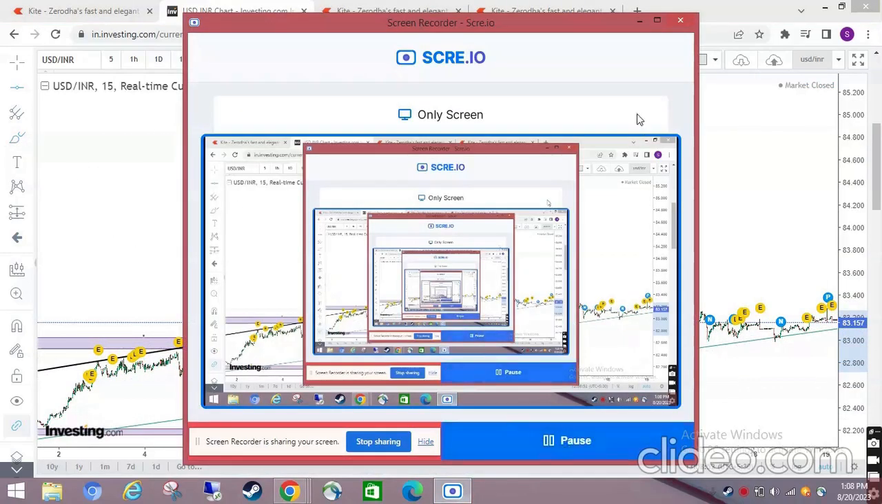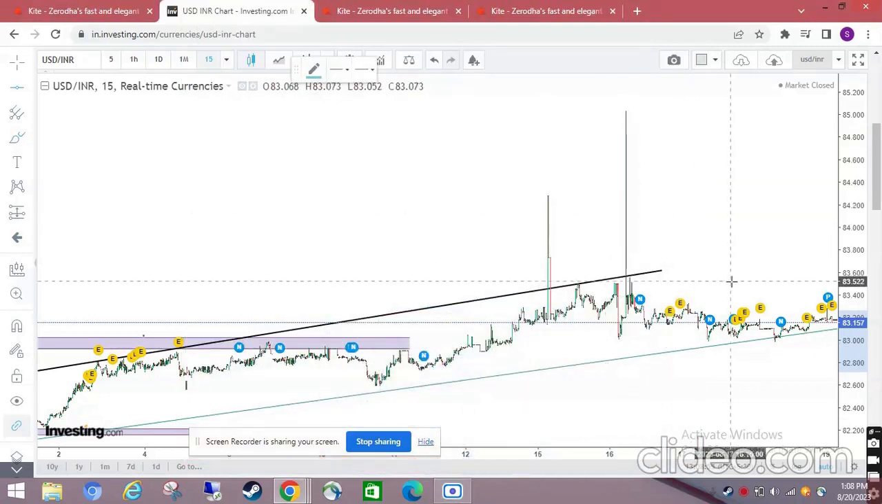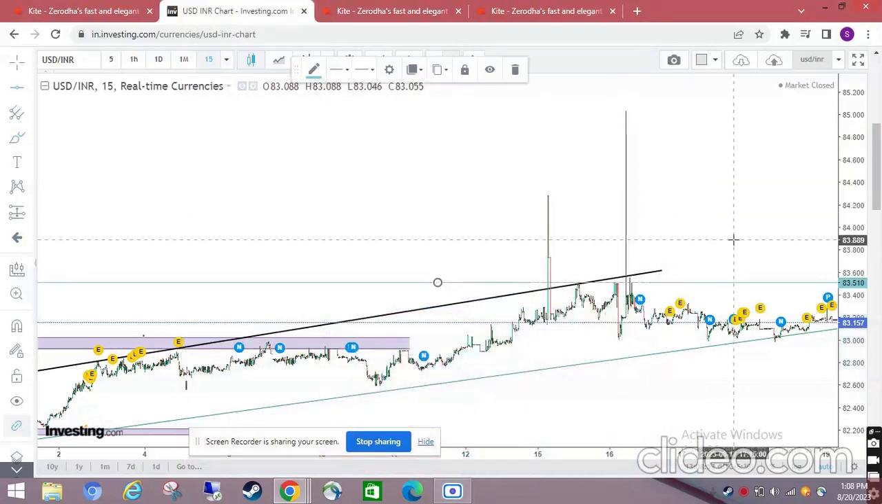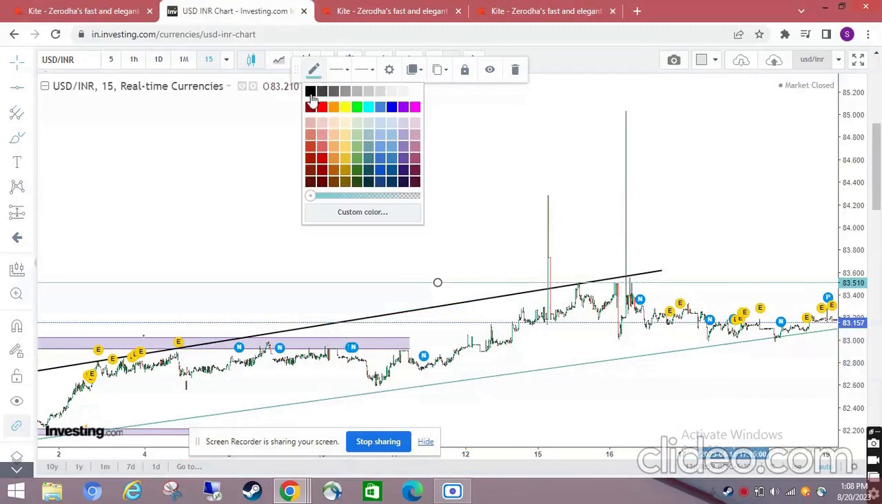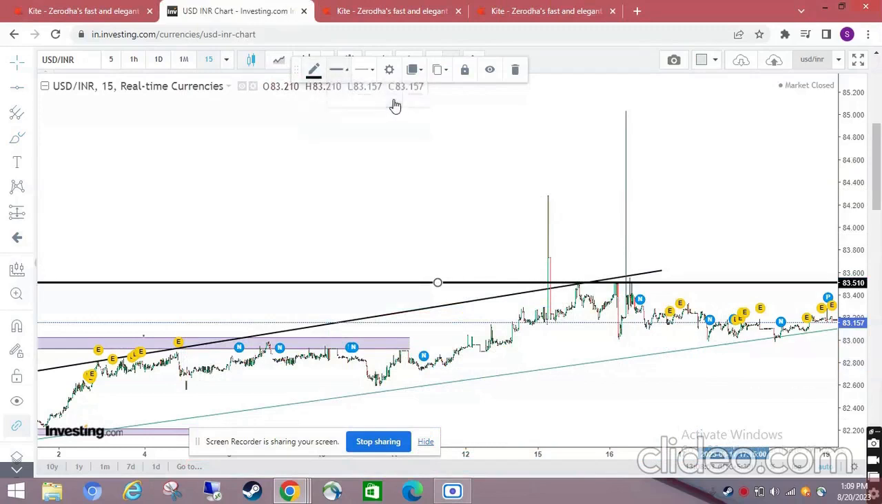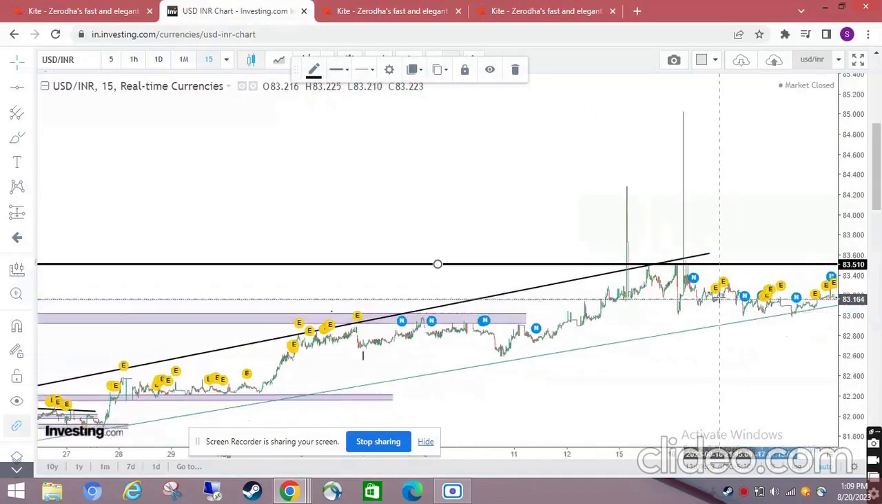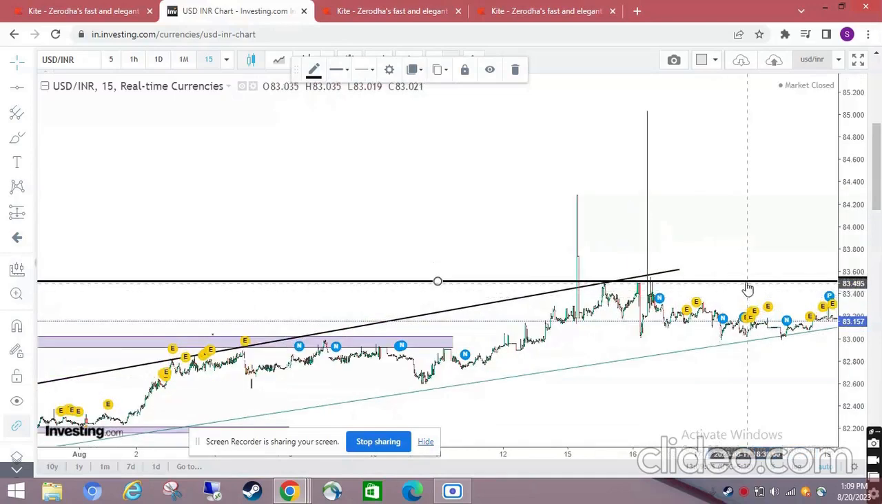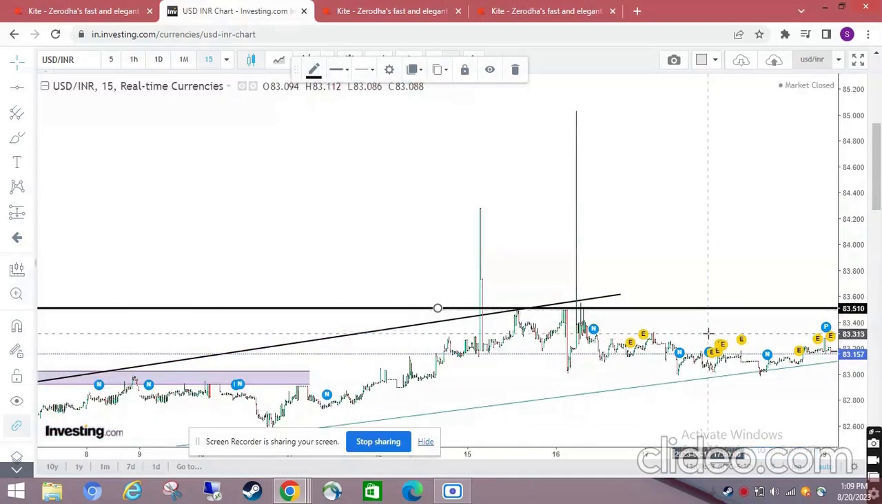Traders, you can also draw a trend line here. Let me just change its color. So this is the first resistance level, for the short term, maybe 2 to 3 days. Then you have this area, which is another resistance level.